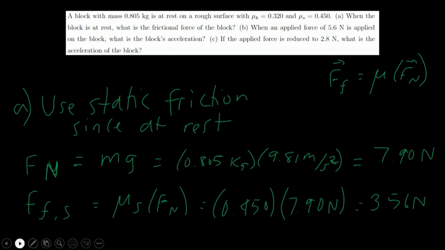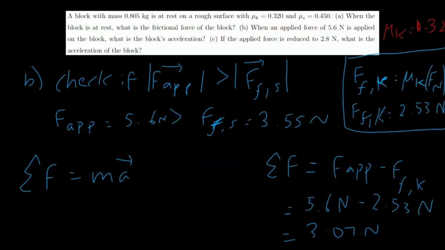And then for part B, before starting, we have to check whether the applied force is greater than the force of static friction, or the object doesn't even move. But obviously, the applied force is 5.6 and the force due to static friction is 3.55. So that's greater. So now we switch to kinetic friction. And solving for kinetic friction, we get that it's 2.53 newtons. We're basically just using mu of k instead of mu of s.